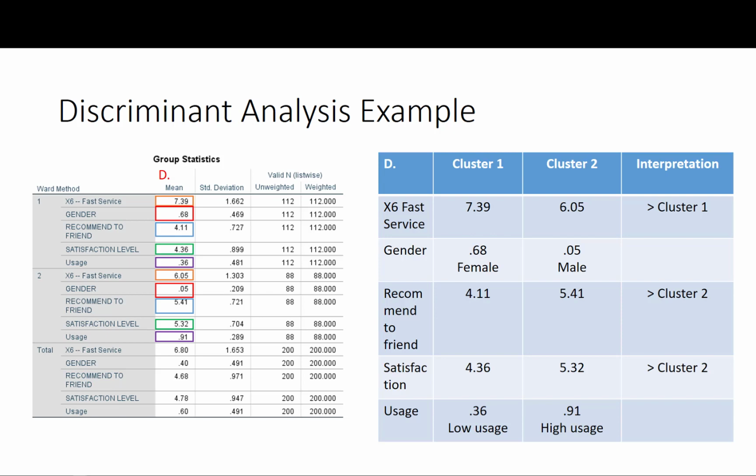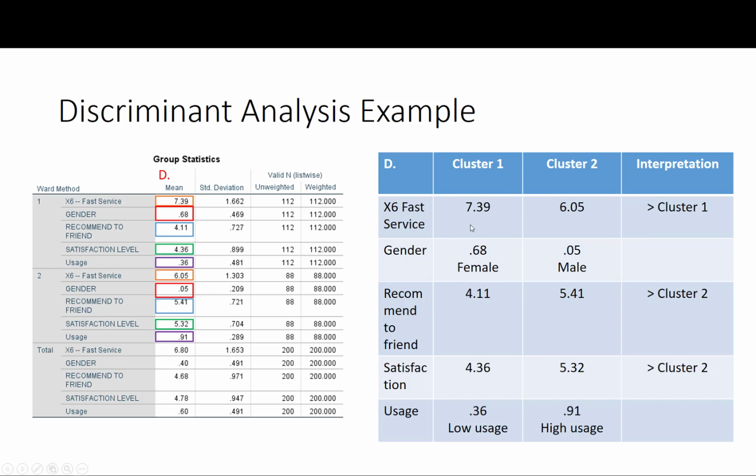And then finally, in terms of describing who is likely to be a member of each cluster based on these 5 variables, we look at the group statistics. I've color-coded them this time round, but I've also summarized them on the right.